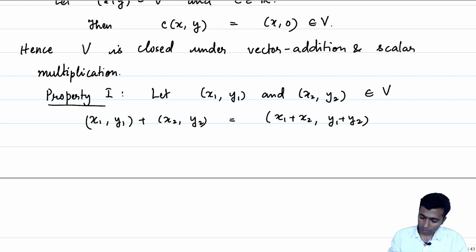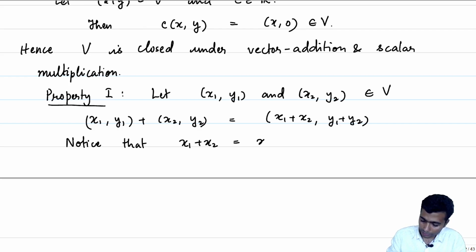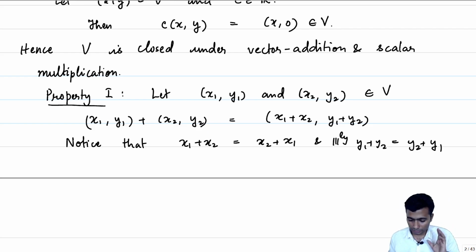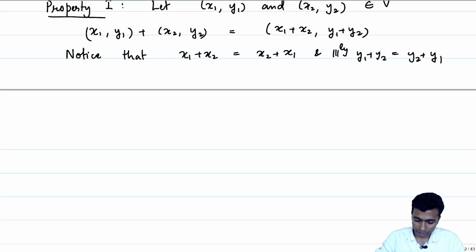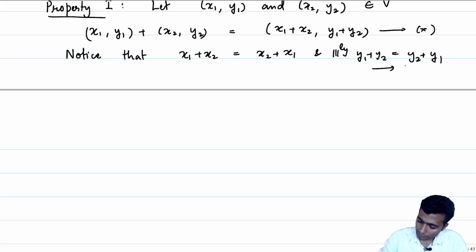And what is so notice that x1 plus x2 is just addition of two scalars. So, notice that x1 plus x2 is equal to x2 plus x1, and similarly y1 plus y2 is the same as y2 plus y1. Why is this the case? Because addition of scalars is commutative. Real numbers, if you add in whatever order you wish, the answer is going to be the same. That is the reason. So, let us call this star and call this observation star star.